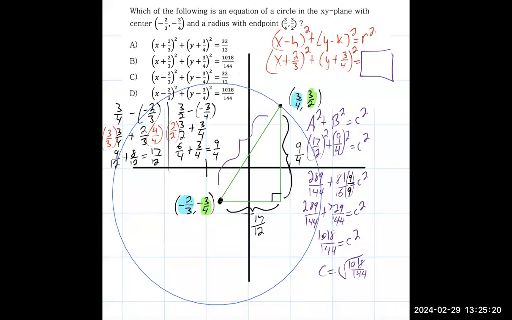And that's what we have already. So we don't actually have to ever take the square root. We have the radius squared right there, 1018 over 144. So we've got x plus 2/3 squared, y plus 3/4 squared equals 1018 over 144. And so the answer there is B for boy.